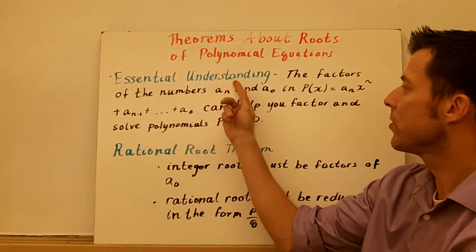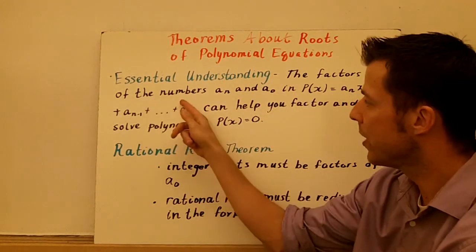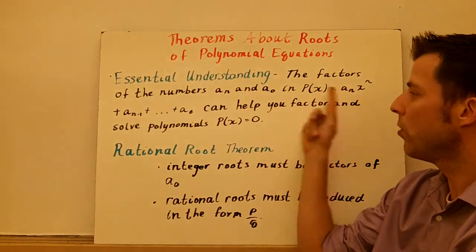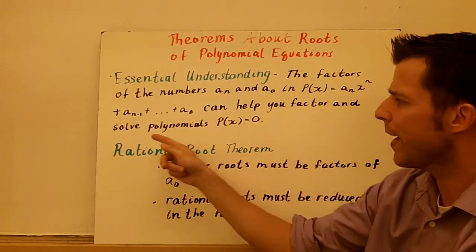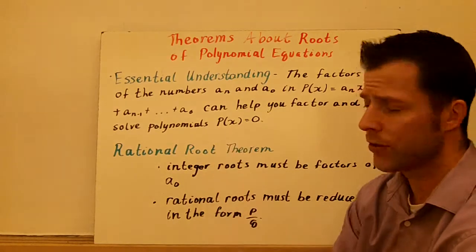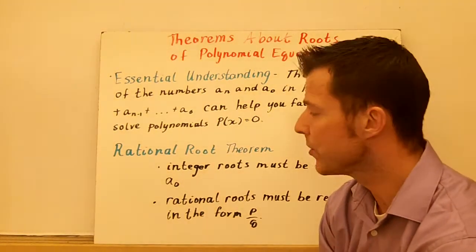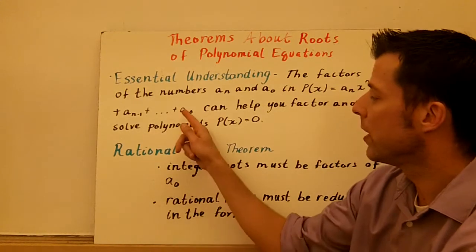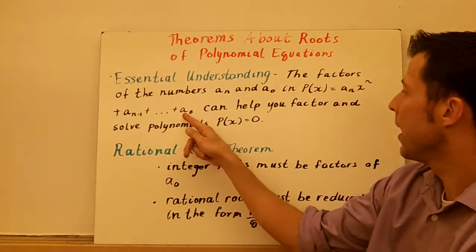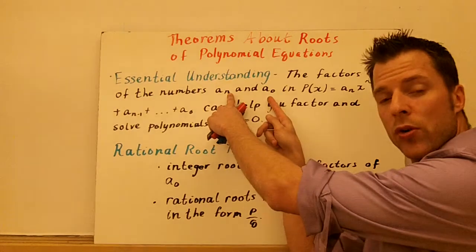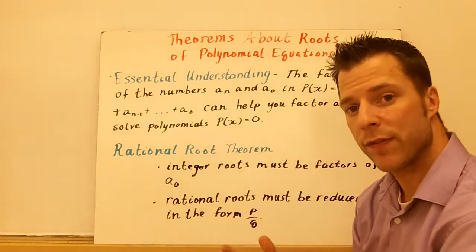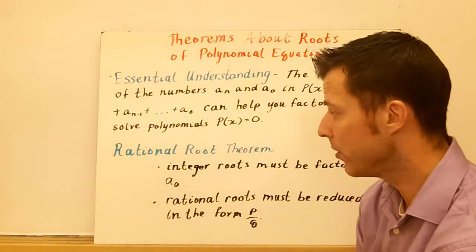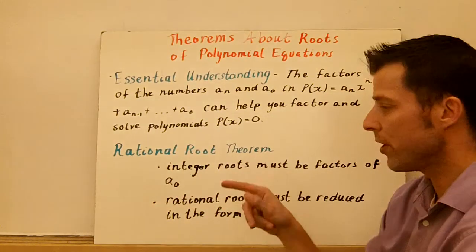So the big thing you have to understand here is that the factors of the numbers a sub n and a sub 0 in this polynomial can help you factor and solve polynomials of p of x equals 0. What that means is that if you take the constant term and the leading coefficient and work with them, you can actually find possible roots to help you solve and factor polynomials. And that's where the rational root theorem comes in.